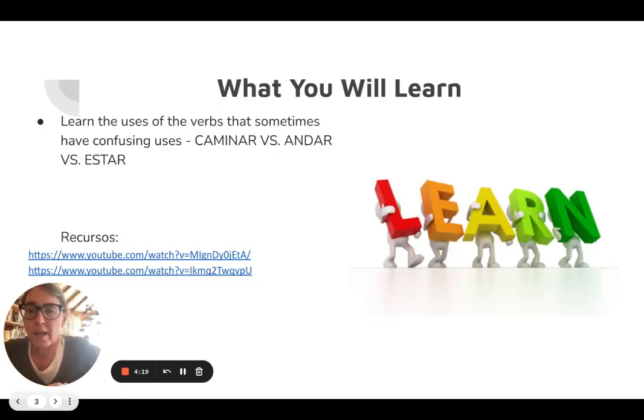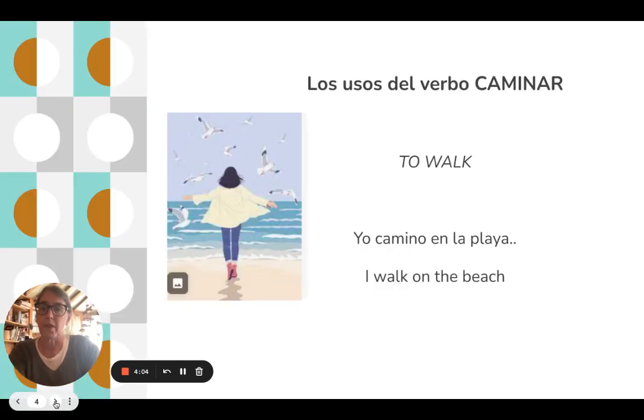Today, we're going to work again on the uses of some verbs such as andar versus caminar, andar versus estar, and how they're used in context to distinguish between them. We have some resources here if you're interested in looking those up as well.